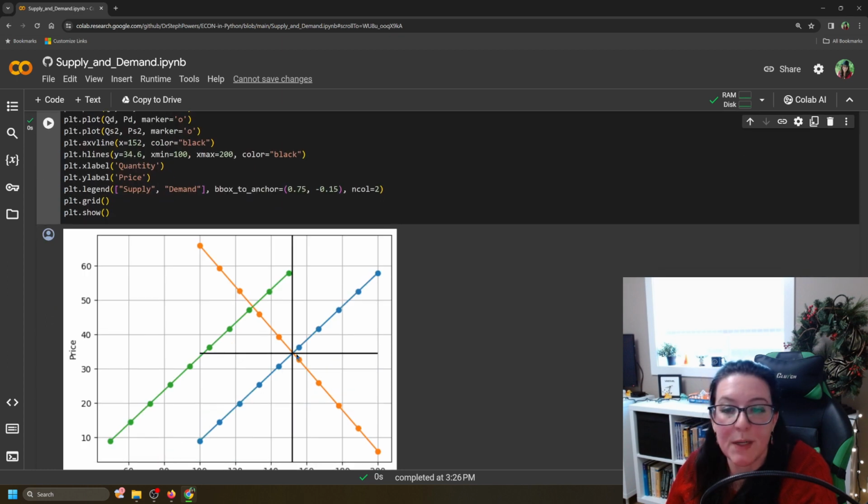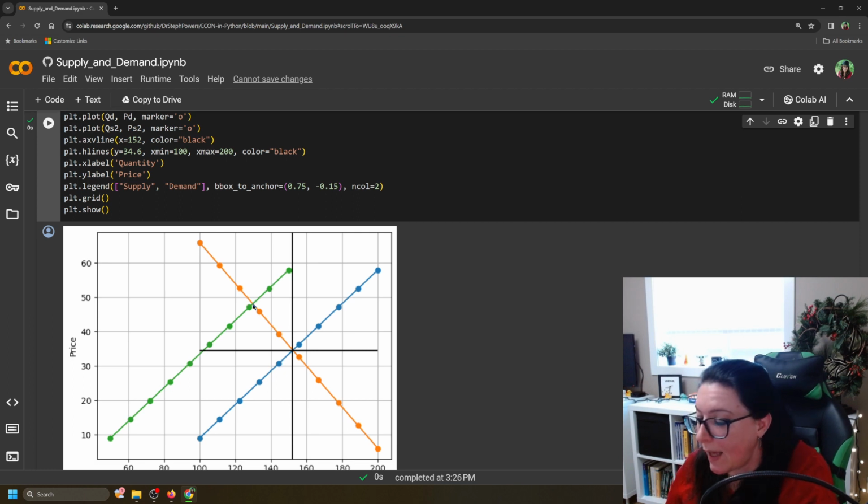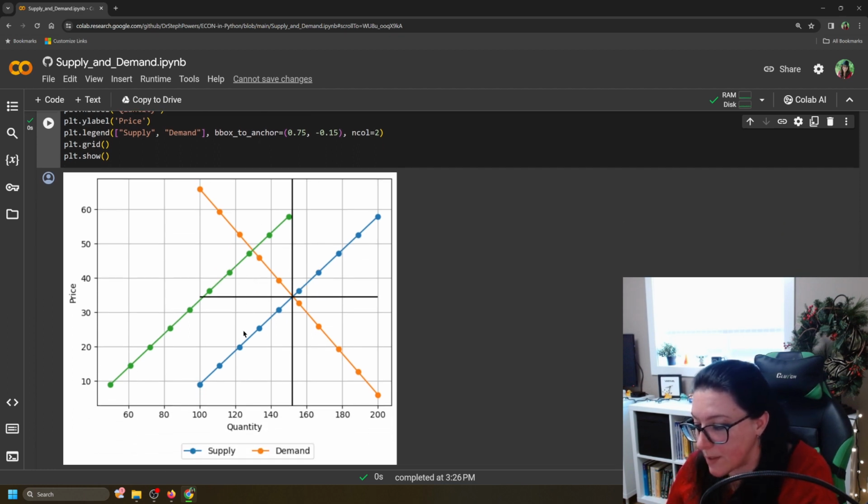Here we have our old equilibrium. Here we have a decrease in supply. That decrease in supply means that the equilibrium price is going to go up and the quantity sold is going to go down. If businesses are not willing to provide as much, it's going to drive up the price because of a shortage, and it means less quantity is going to be sold.